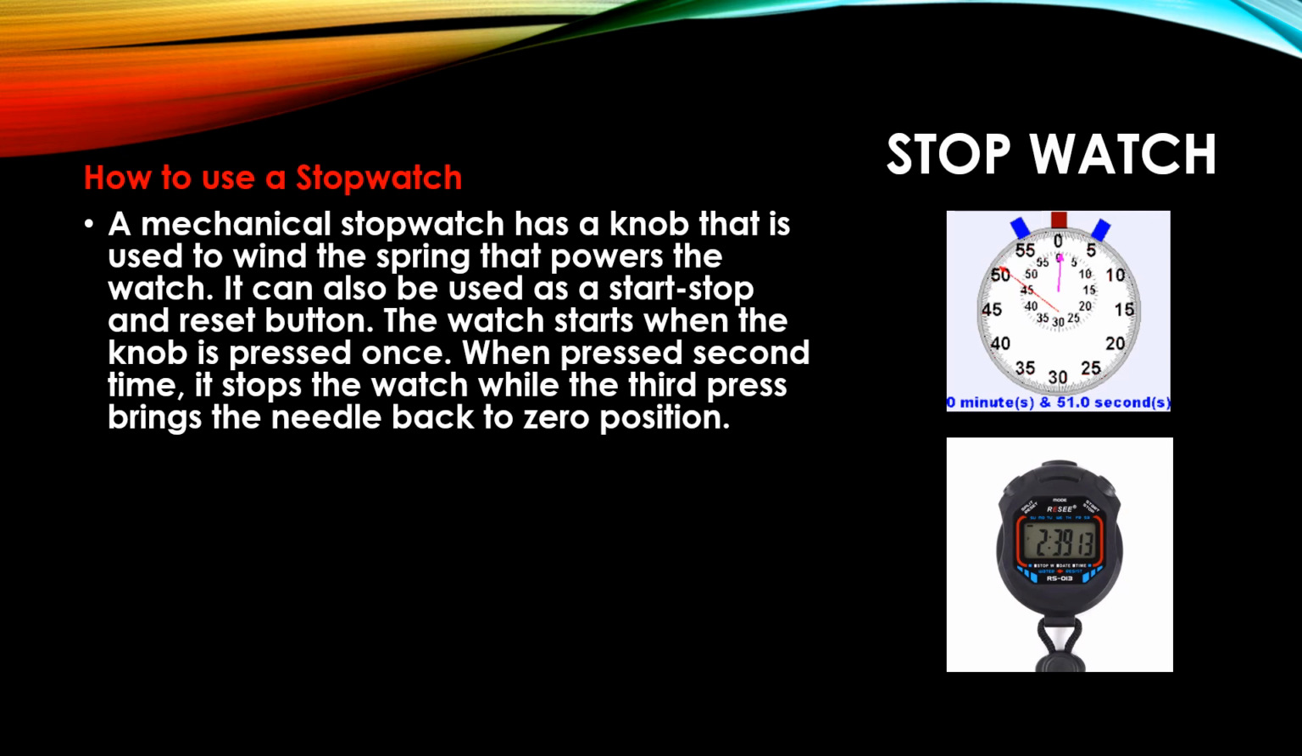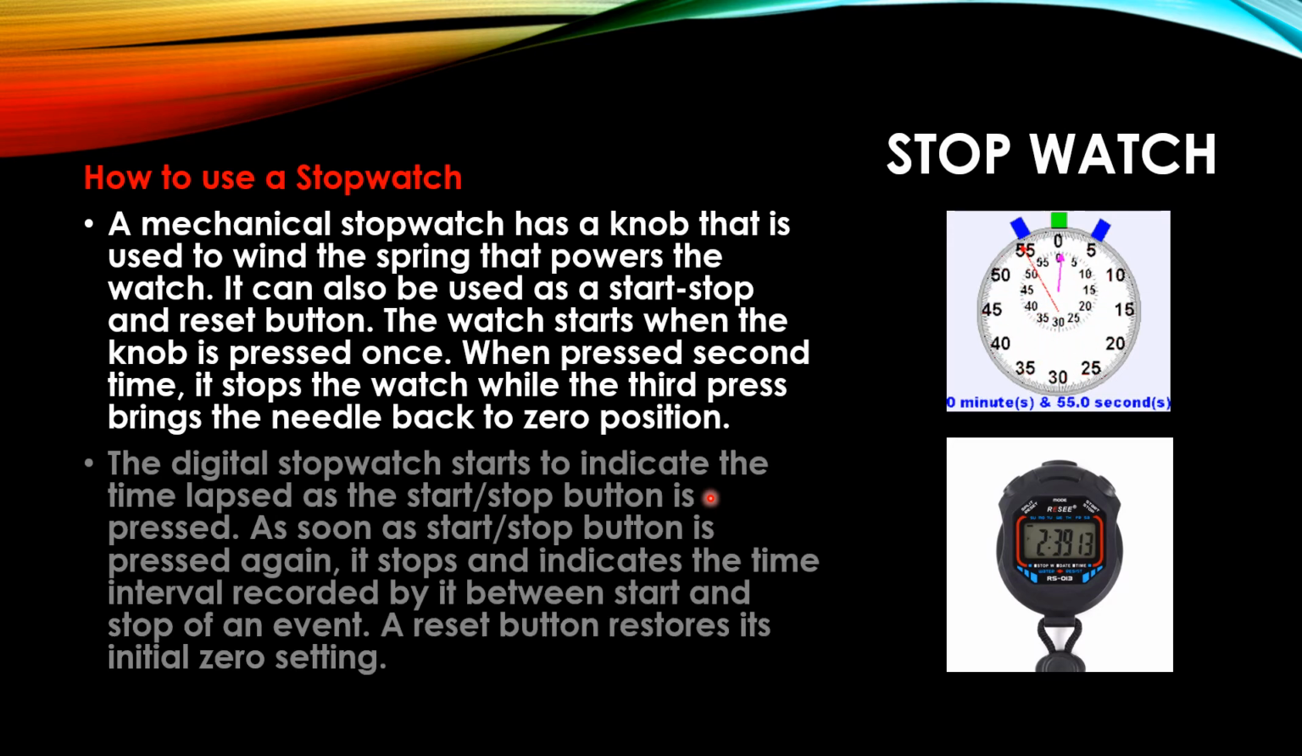Now I will tell you how we can use the stopwatch. First of all, we will discuss about mechanical stopwatch. Mechanical stopwatch has a knob that is used to wind the spring that powers the watch. It can also be used as a start, stop, and reset button. The watch starts when the knob is pressed once. When pressed second time, it stops the watch, while the third press brings the needle back to 0 position.